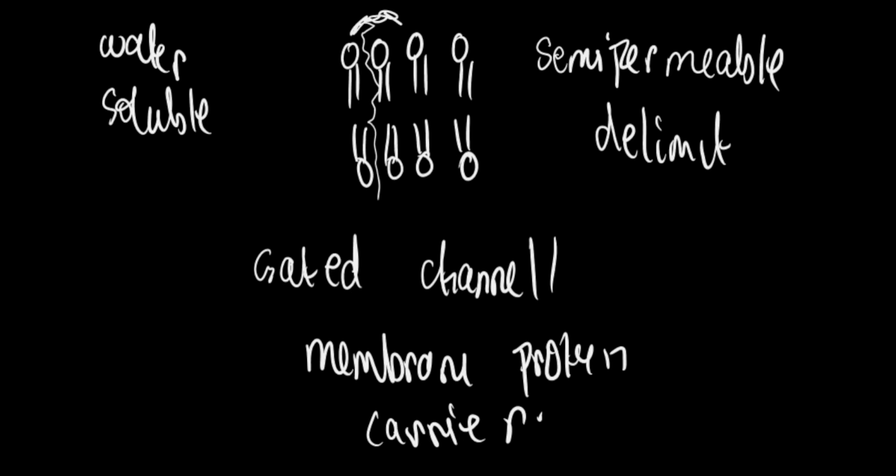Certain substances are able to pass through this phospholipid bilayer, and other substances are prevented from passing through, and hence it's a semi-permeable membrane.